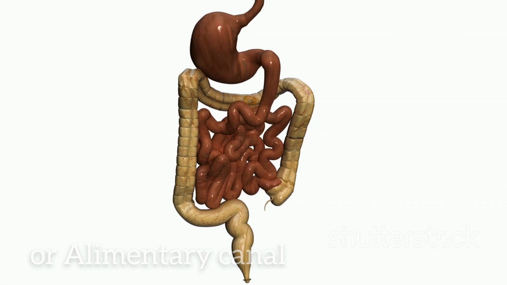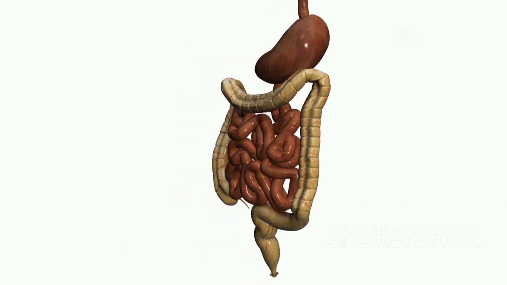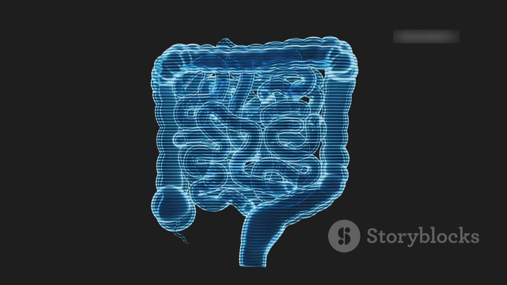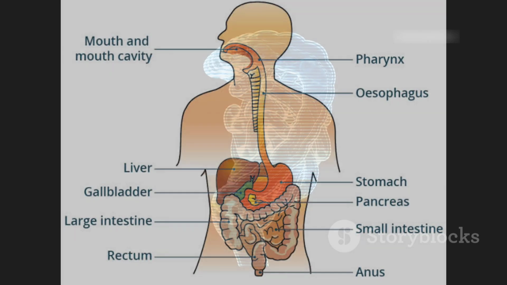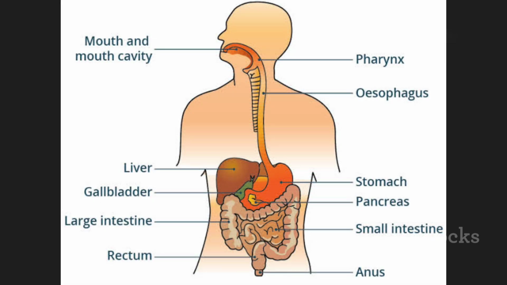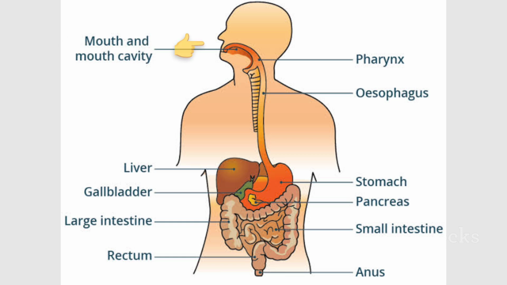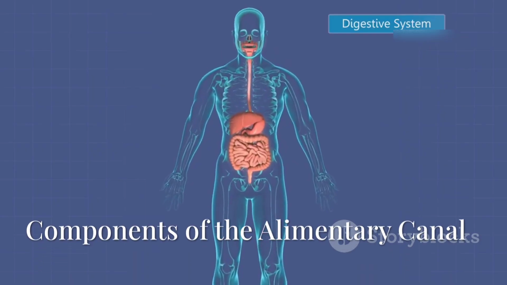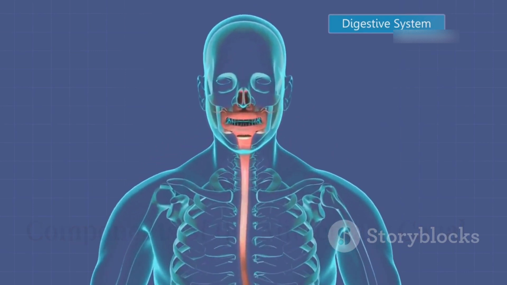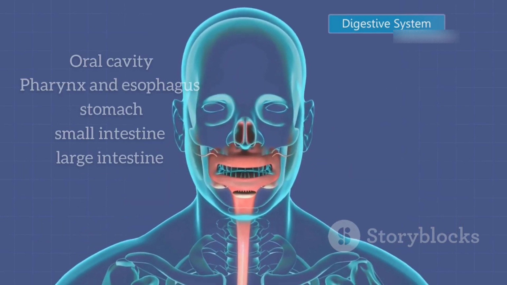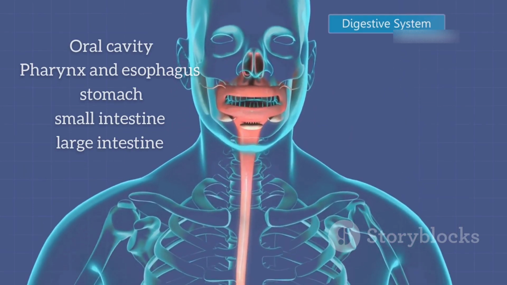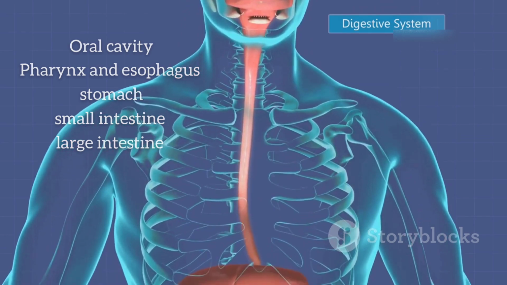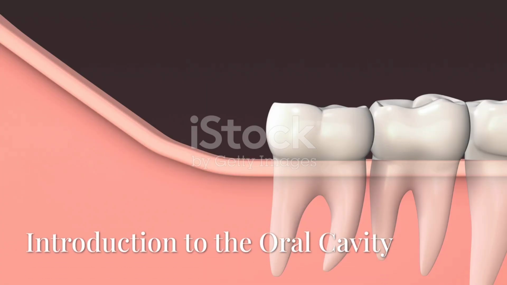The alimentary canal, or digestive tract, is the main part of the human digestive system. It's actually quite complex and consists of a long tube known as the alimentary canal. This canal starts from the mouth and ends at the anus. The alimentary canal consists of the following parts: the oral cavity, pharynx and esophagus, stomach, small intestine and large intestine.